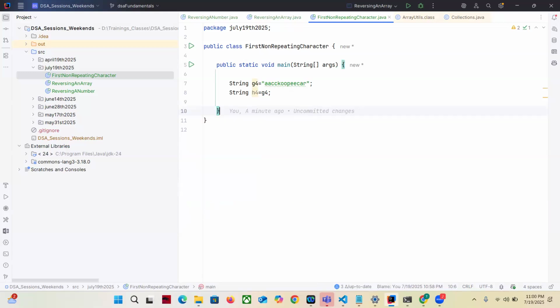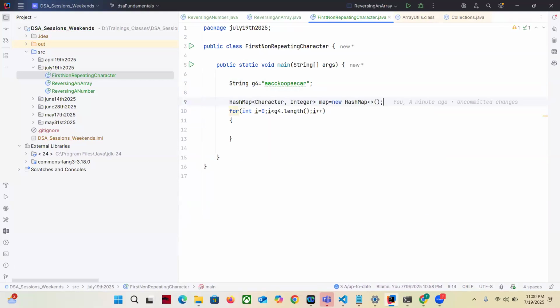What we will do is count each character. Yes, that's the right approach. Now you guys are coming in the right approach. Let me go for a hash map.